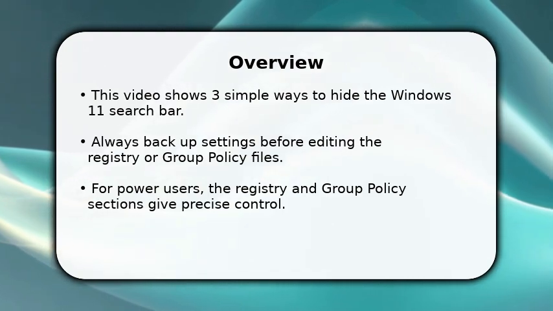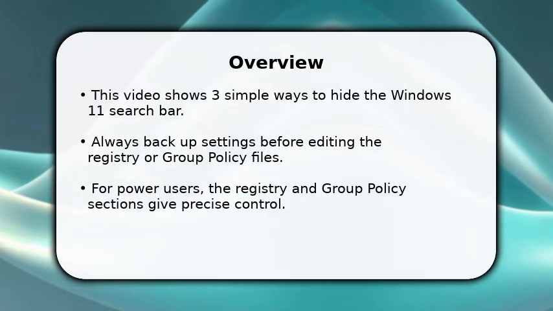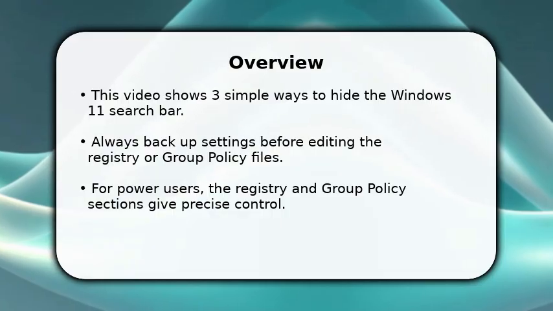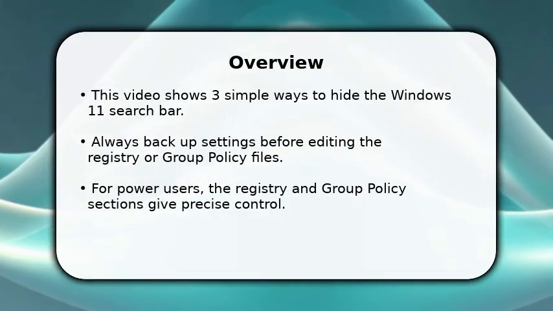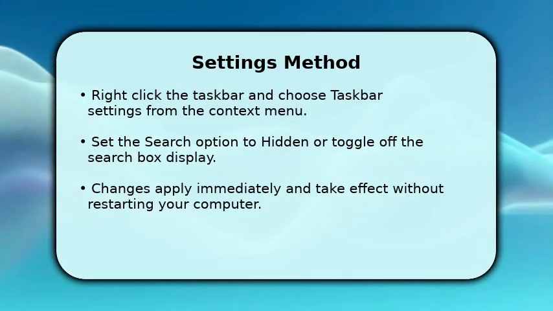First method uses settings to hide the search bar quickly and safely. Right-click the taskbar and choose taskbar settings from the context menu. Open personalization, then select taskbar and scroll to search options. Set the search option to hidden or toggle off the search box display.